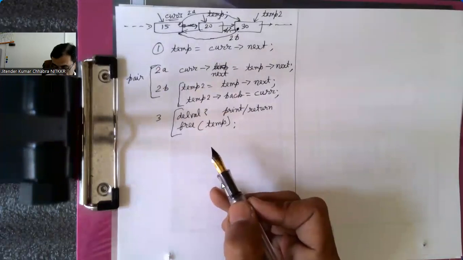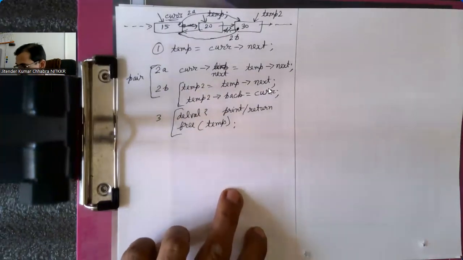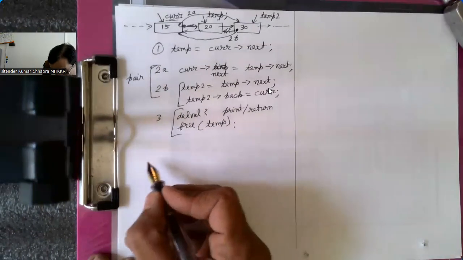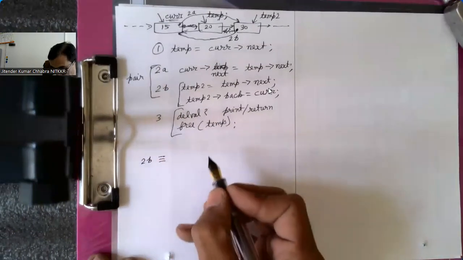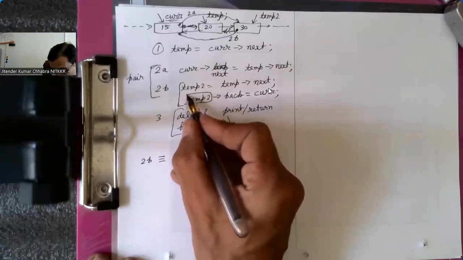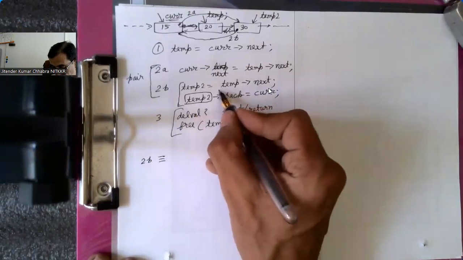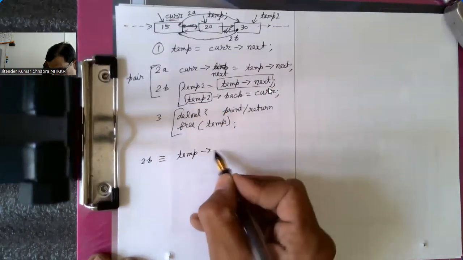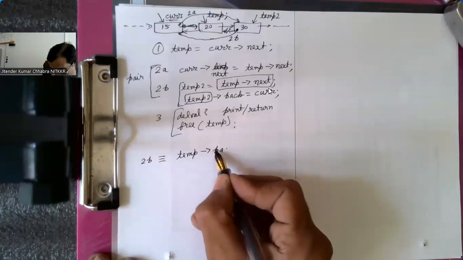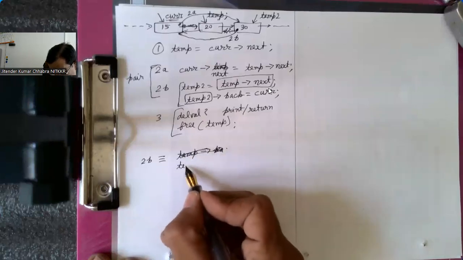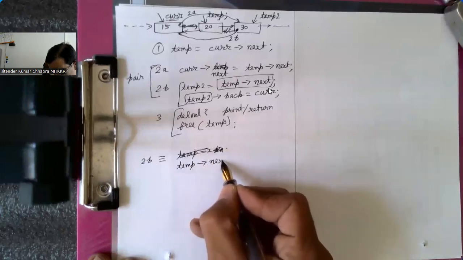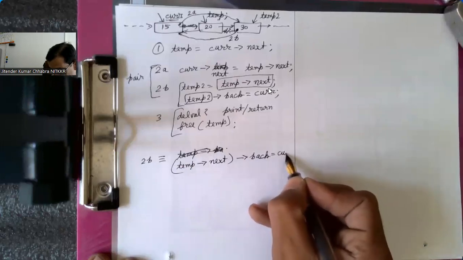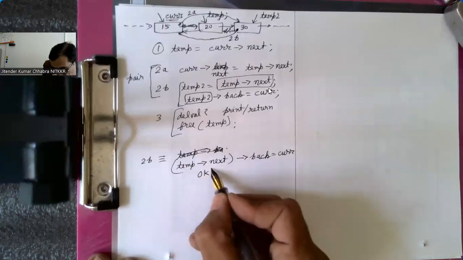One thing more. In a book, you will find slightly different syntax for the 2B step. So I'll just explain what you might see. I say the 2B step can be equivalently written instead of 2 statements. I can do it without the temp2 variable also. Temp2 means temp arrow next. So the 2B statement can also be written equivalently as temp arrow next arrow back equal to current. This is also perfectly okay.